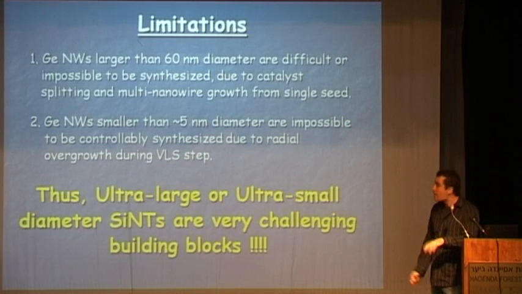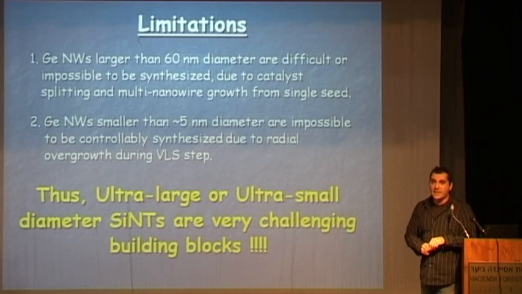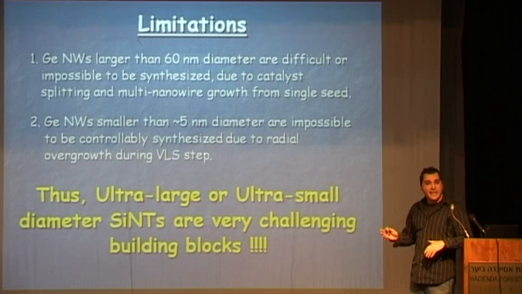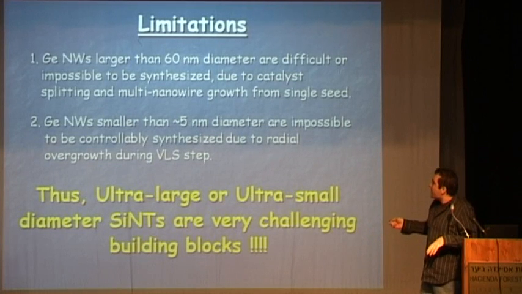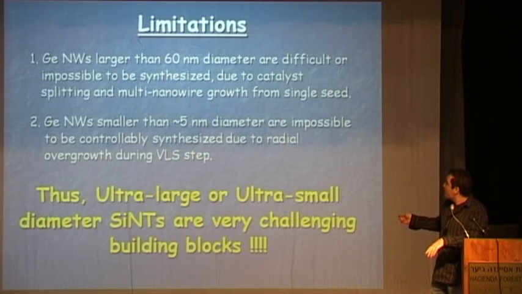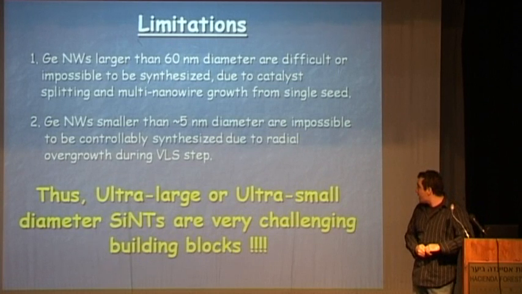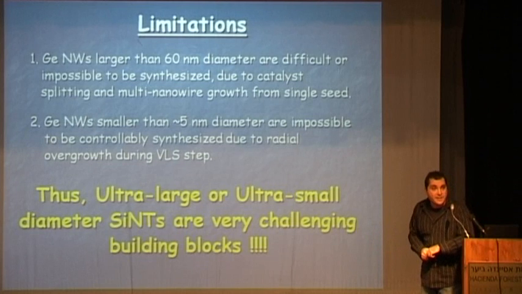We cannot grow germanium nanowire cores of every size. And I would like to call the germanium in this case a sacrificial material. Why sacrificial? Because we use it as a template to create a tube, and in the last step, we dissolve it by chemical etching, leaving behind the silicon nanotube. But the limitation is that we cannot grow germanium nanowires bigger than 60 nanometers in diameter, and we cannot grow germanium nanowires smaller than 5 nanometers in diameter.